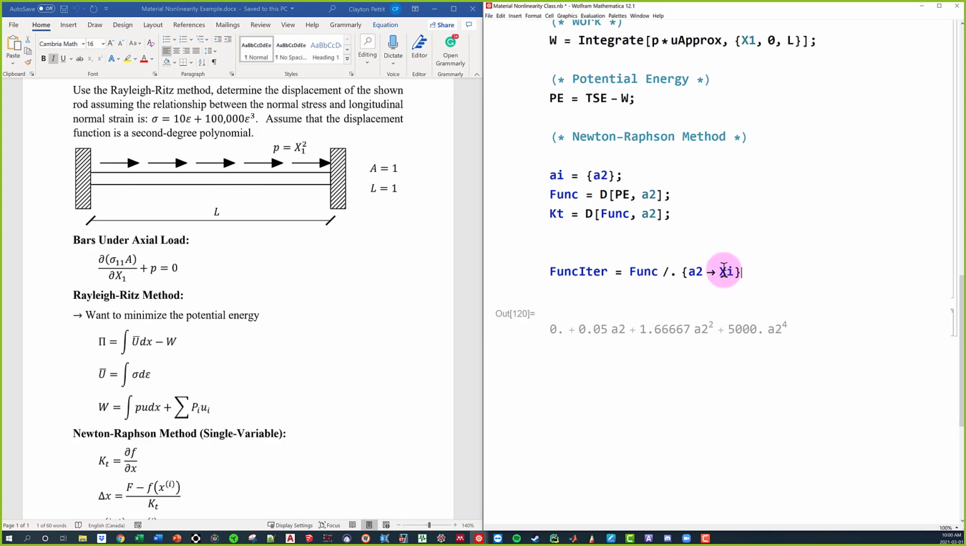All I did was take the value of our initial guess and substitute it into our function. And we're going to do the exact same thing for KT. So KT at our current iteration is going to be equal to KT, specifically when A2 approaches our initial guess. Does that make sense to you guys, or is that a little bit too crazy? Hopefully that makes sense, what exactly we did just there.